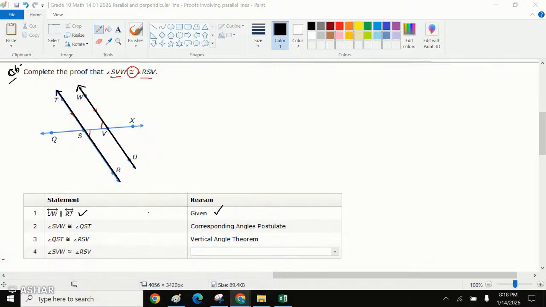Let's look at the second statement, right? The second statement says SVW, this angle, QST. Can we say that these two angles are corresponding angles? This angle and this angle, right? We agree on that? Are these angles corresponding?